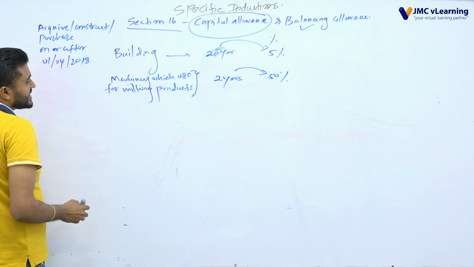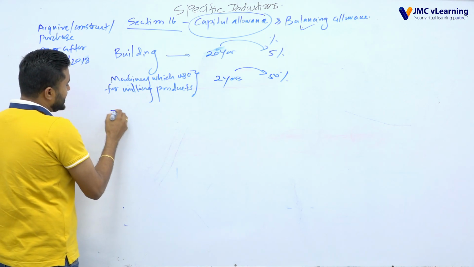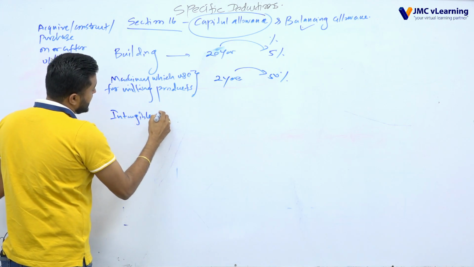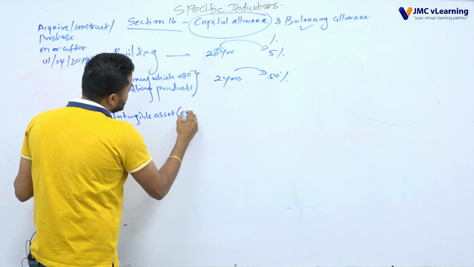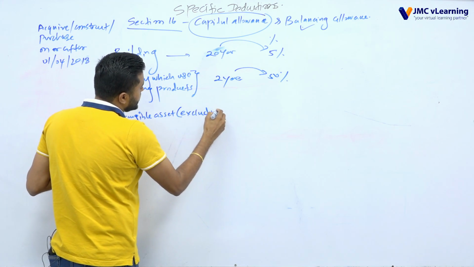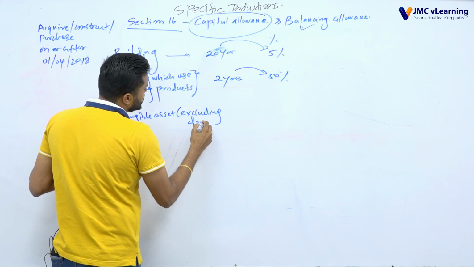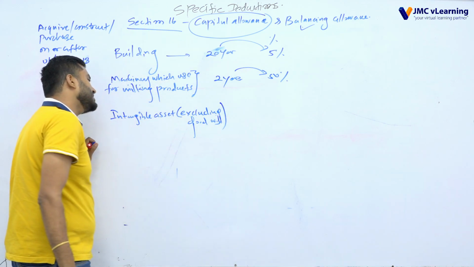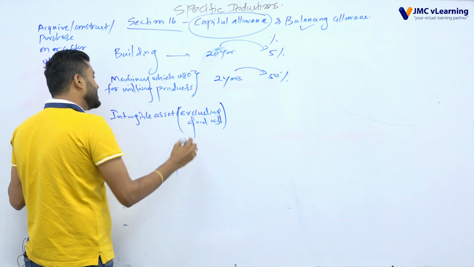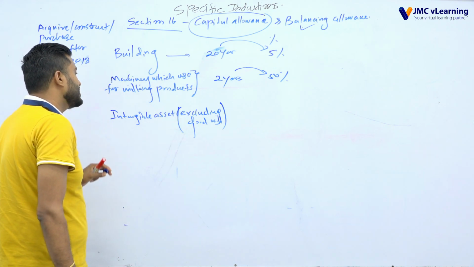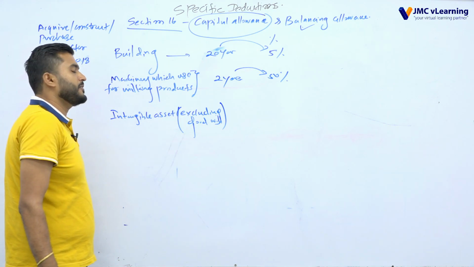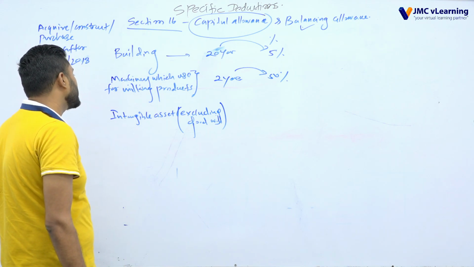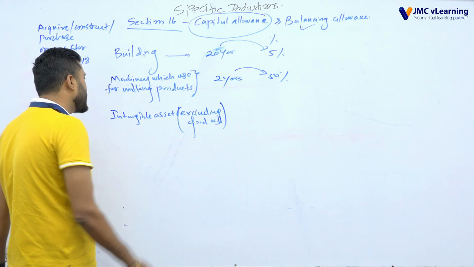So the third one, any intangible asset excluding goodwill. My dear students, goodwill is not an intangible asset because that is internally generated as per LKAS 38. But you may learn under FAR that goodwill is an asset for consolidation. Other than that, it is not an asset. That's why we exclude it.